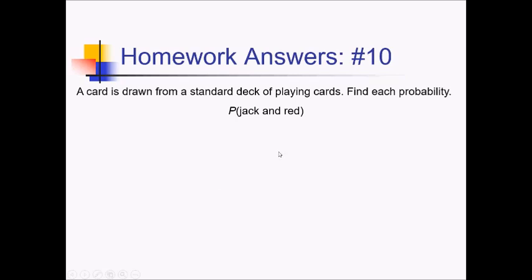For this problem, we want to know the probability that a card from a standard deck is both a jack and a red card. This is not an or, this is an and. So total possibilities here is we have 52 cards in a deck of cards. And the cards that are both jacks and reds, let's just count them up. We have the jack of diamonds and the jack of hearts, and that's it. So that's 2 out of the 52, which we can then reduce to 1 out of 26.